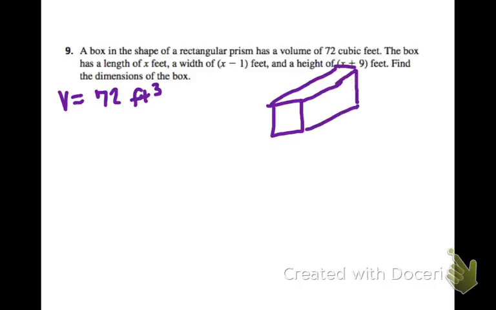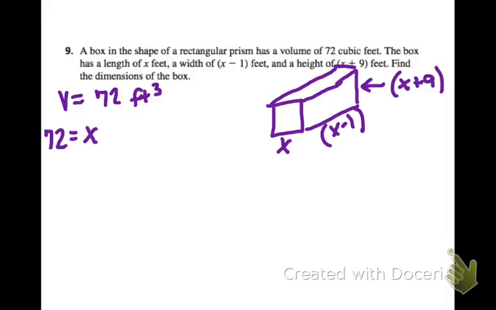Although that's terrible. Okay, so we'll call this side x, we'll call this side x minus 1, and we'll call this side our x plus 9. That's our height. Okay, so I know that the volume formula is length times width times height. So my 72 would be equal to, and I'm going to have all three things multiplied together. So x times x minus 1 times x plus 9.